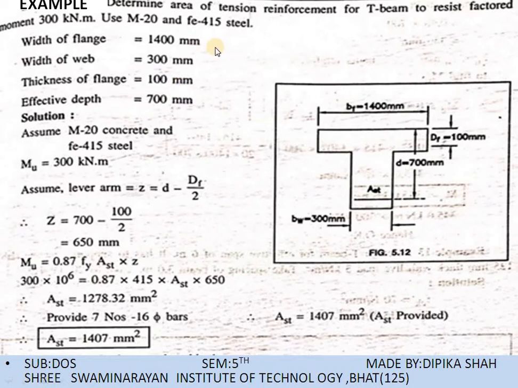So first of all, we will draw a T-beam section and put all the dimensions in this drawing. So this is bf, the width of the flange, and the depth of the flange. This is the small d, because here we have been given the effective depth. The effective depth is 700, meaning small d is given. And this is the width of the web, which is 300 mm. So these are the dimensions given to us.